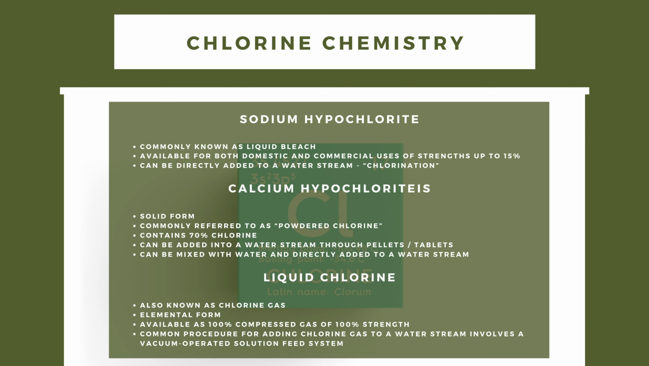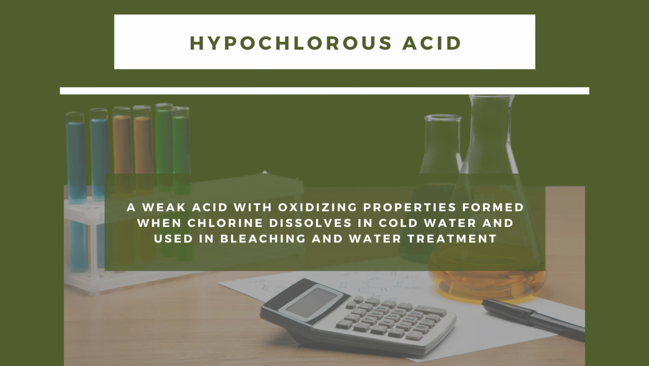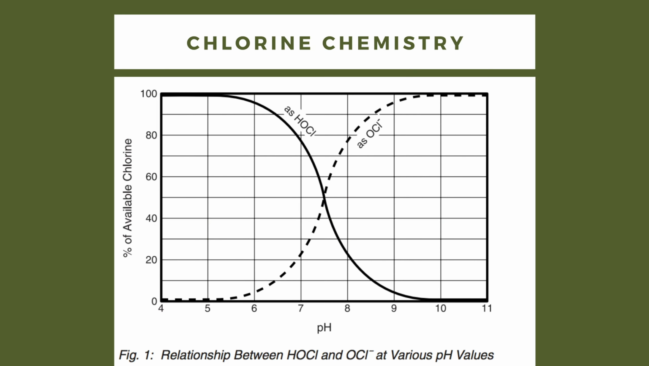When chlorine gas is dissolved in water, it reacts to form hypochlorous acid, HOCl, and hydrochloric acid, HCl. Cl2 plus H2O equals HOCl plus HCl. Hypochlorous acid further dissociates into the hypochlorite ion and hydrogen, following the equation. Chlorine is most effective as a disinfectant as hypochlorous acid, followed by the hypochlorite ion, OCl. The concentration of these 2 forms are highly dependent on pH.